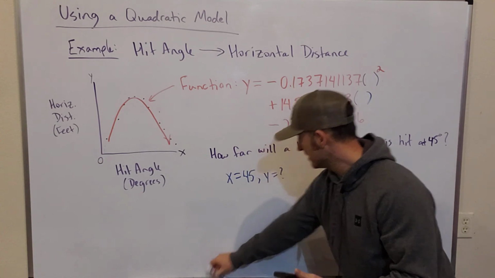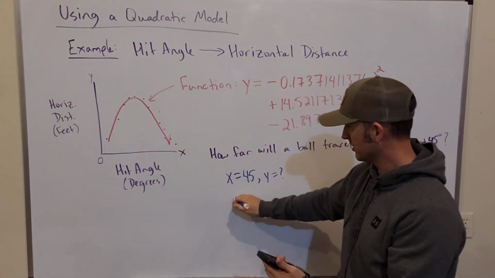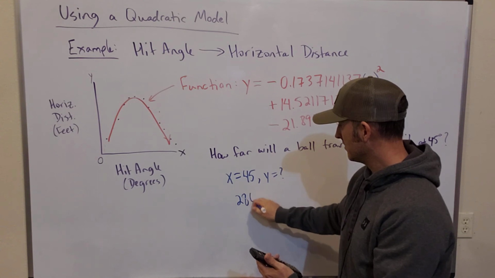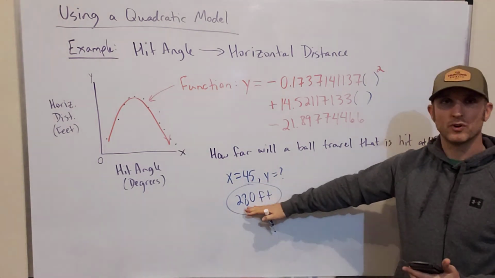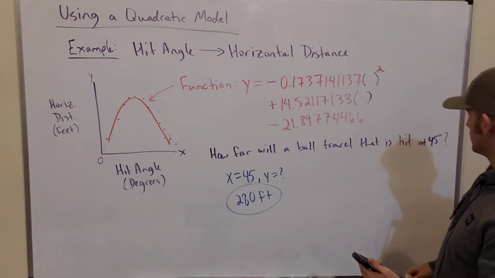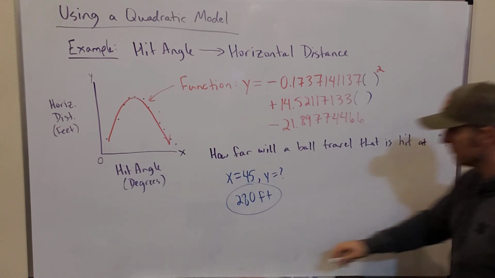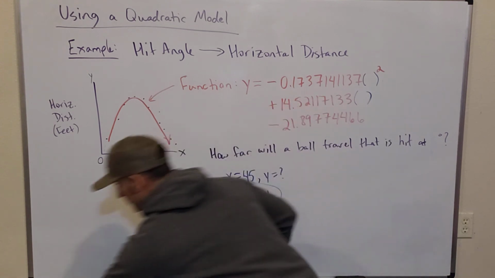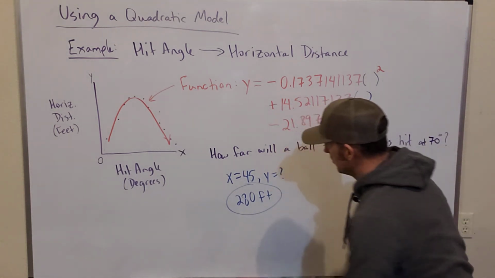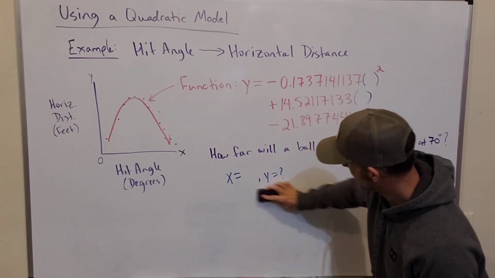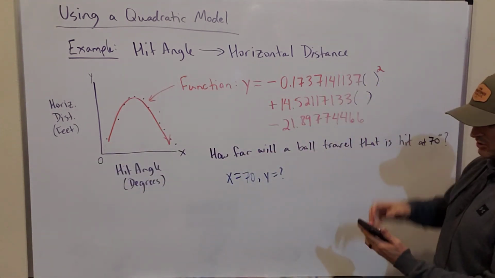Okay, so whenever I plugged in 45 for my hit angle, the y value, the horizontal distance, is about 280 feet. Okay, so you can see that at a 45 degree hit angle it's traveling much further than it did at a 10 degree hit angle. And just for good measure, let's do one more where we check it at a bigger angle, maybe a 70 degree angle, which means that we're going to plug in 70 for x into the same function. So again, just go now and change all the 45s that you had to 70s.